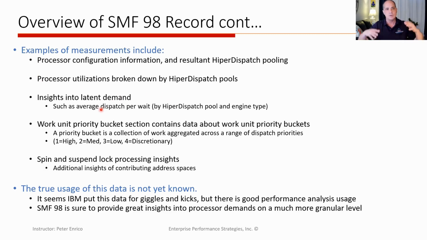So as you know, your processor is going to be busy and work can back up. What does that backup of work look like? What does that dispatch queue work look like? And then we're going to see in a moment that that dispatch queue breakdown is going to be broken down by buckets of high dispatching priority work versus medium and low dispatching priority work. And there's going to be some spin and suspend lock processing insights.